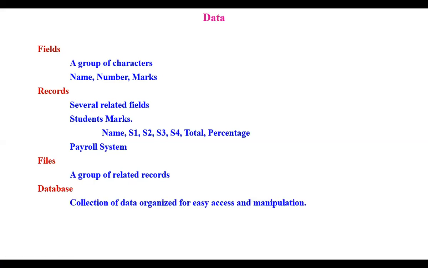Database. Database means it's a collection of data organized for easy access and manipulation. We call a database information kept at one place, and we get access, open it and take the required thing. That's what a database is. Relational database. Data is stored in simple tables. It will be generally stored in tables. So that's why this is a relational database.